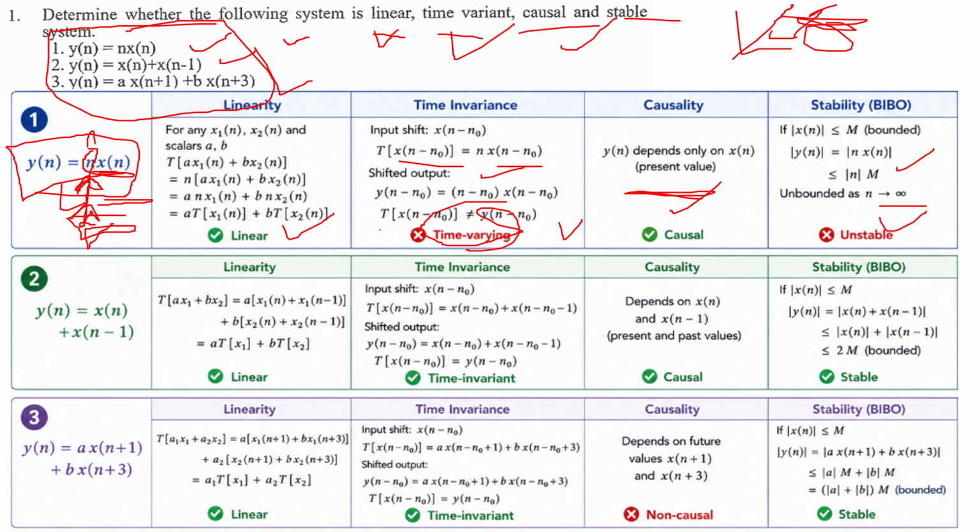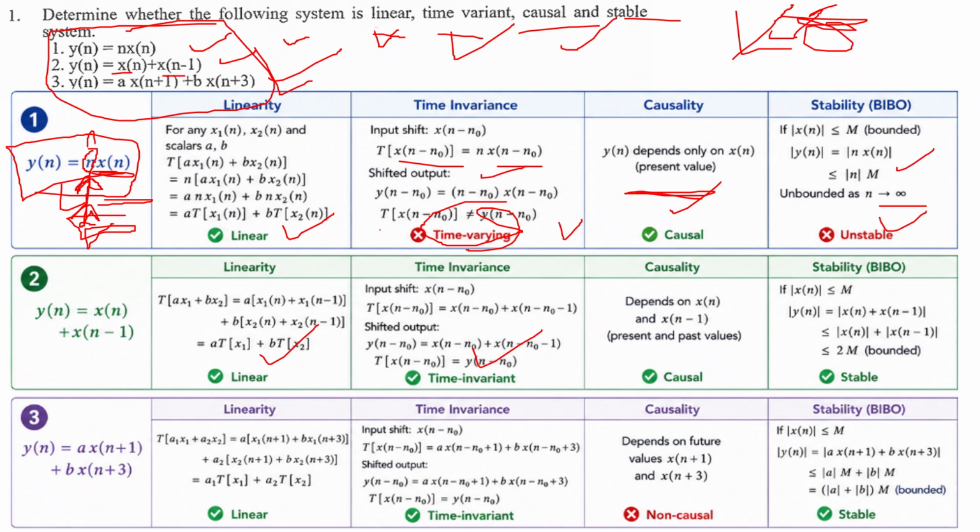Similarly, you can check the second and third question. In the second one, you can see the linearity is there because there is no x square or x cube, something like that. And then time invariance: here it is x and x only. There is no n or n square or n cube. Nothing is there. So this is time invariant.